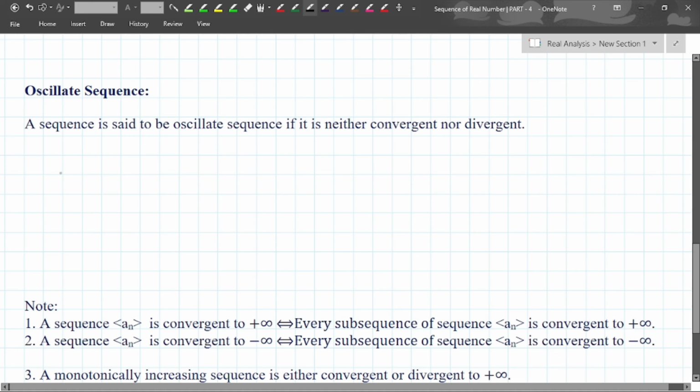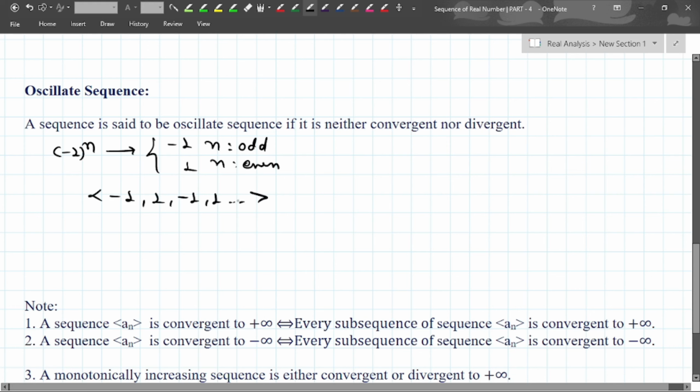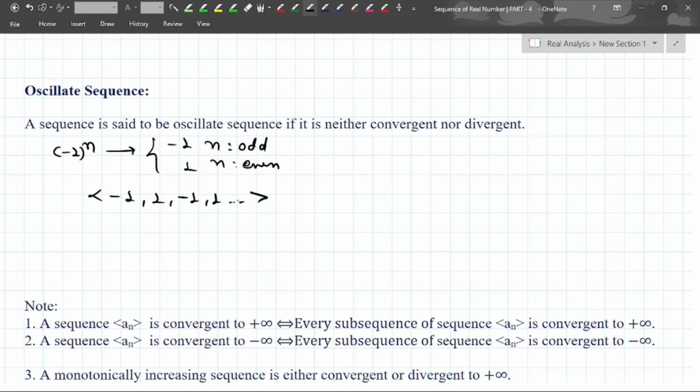So I can take one example, that is (-1)^n. It is simply: if my n is odd, then it will be minus 1. If n is even, then it will be 1. So my sequence will be minus 1, 1, minus 1, 1. It will never go to 0, it will never go to infinity, or to any finite number. Because of that, we don't know how infinity will behave, whether infinity will be odd or even. That's why we can't make any statement. So it is an oscillating sequence.